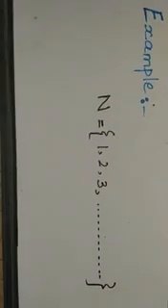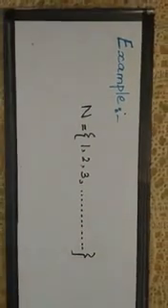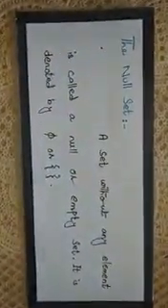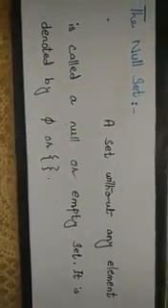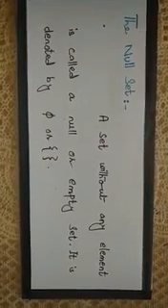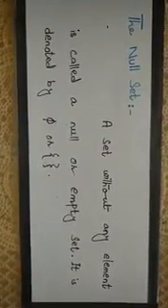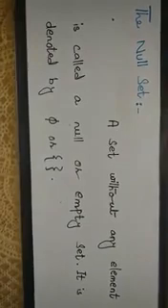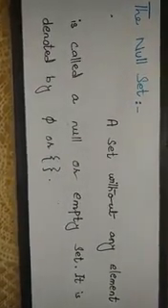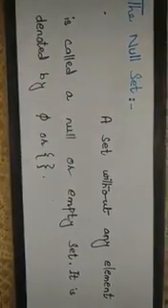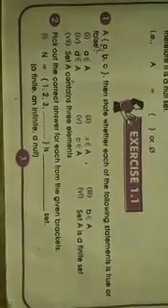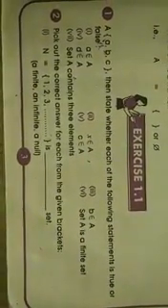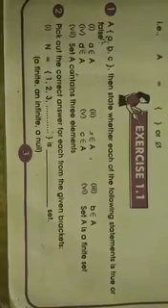Now the last one is the null set. What is a null set? A set without any element is called a null or empty set. It is denoted by phi or empty set brackets. I hope by now you know what a finite set, an infinite set, and a null set are.